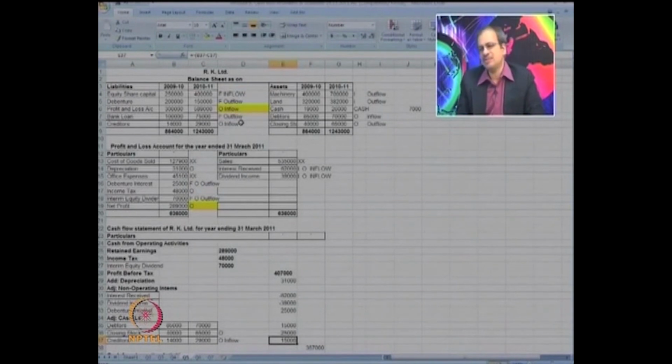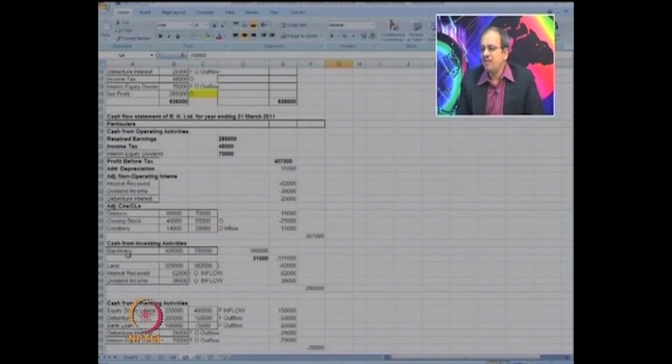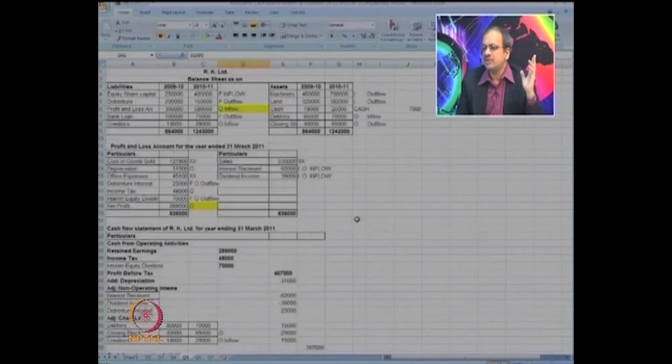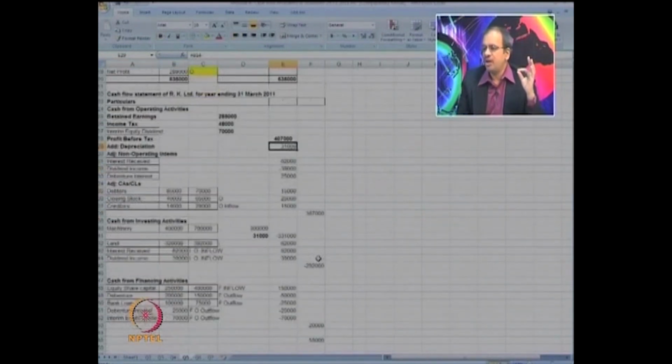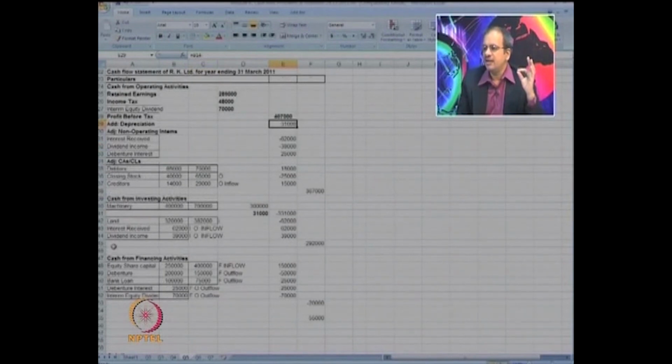Now take a look at items on asset side. So machinery, you can see machinery, there is an increase. So it's an I outflow. Have a look at investing activity. Machinery is an increase of 3 lakhs. We have also made adjustment for depreciation. Now look at the depreciation, 31,000. Now this is a non-cash expense. So what will happen is we will add depreciation here, and we are also adding it in investing flow.